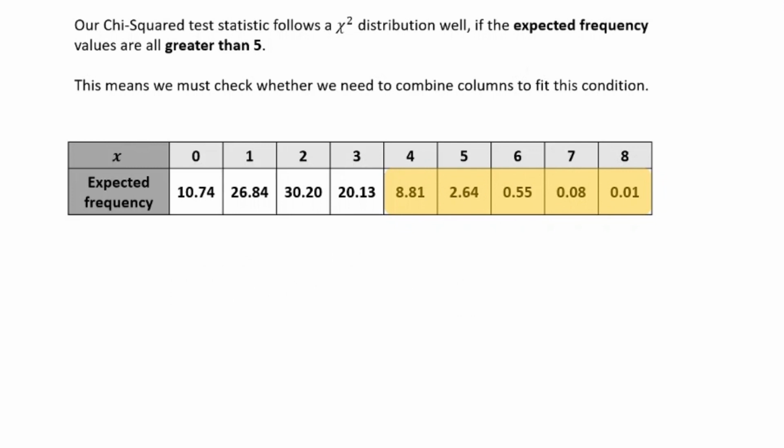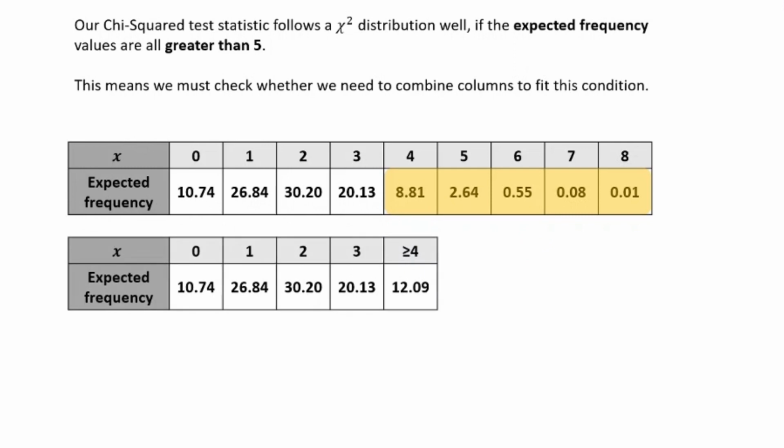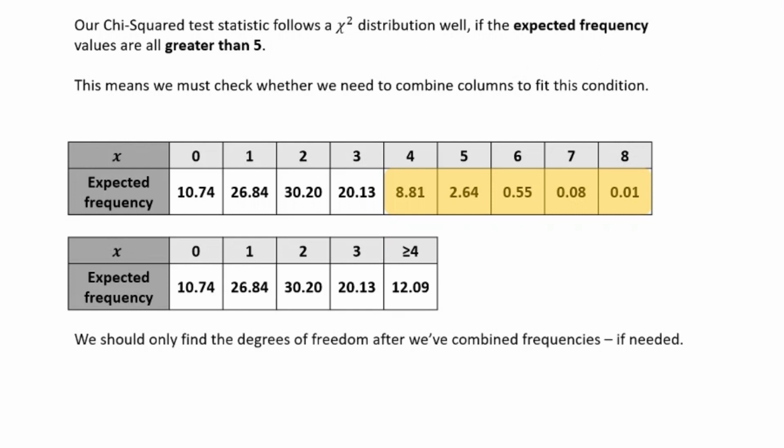The frequency greater than or equal to 4 is 12.09. So that's the situation we want. We want all expected frequencies to be greater than 5. At this point, this is the first point, we should even try to find the degrees of freedom. I now have 5 expected frequencies I'm working with. 5 minus 1 gives us 4 degrees of freedom.